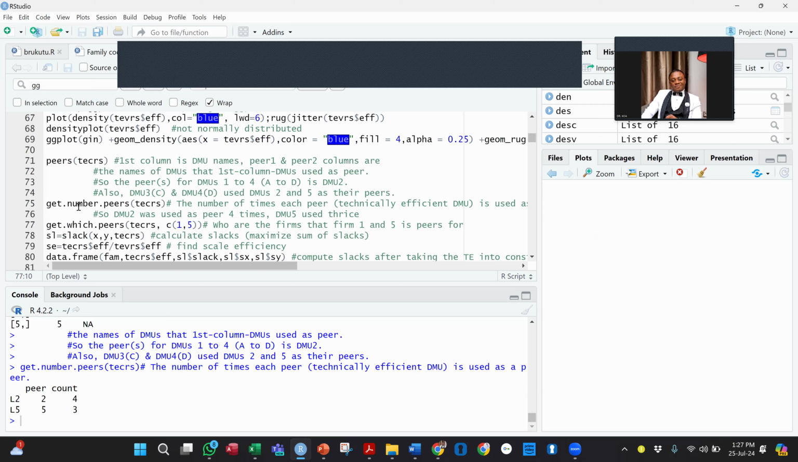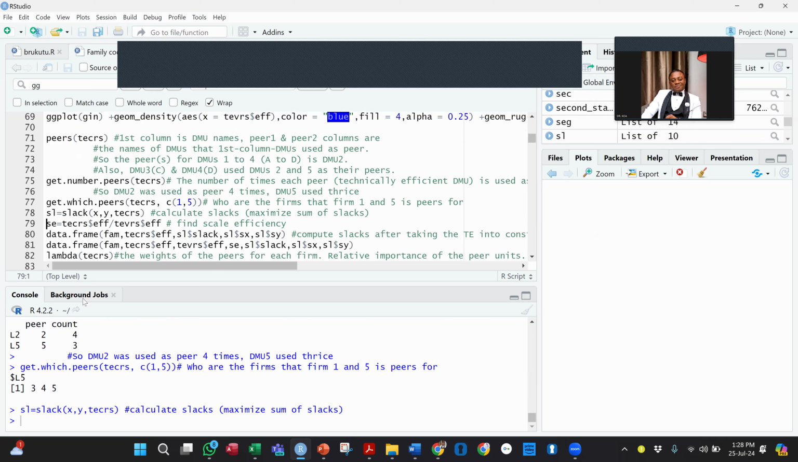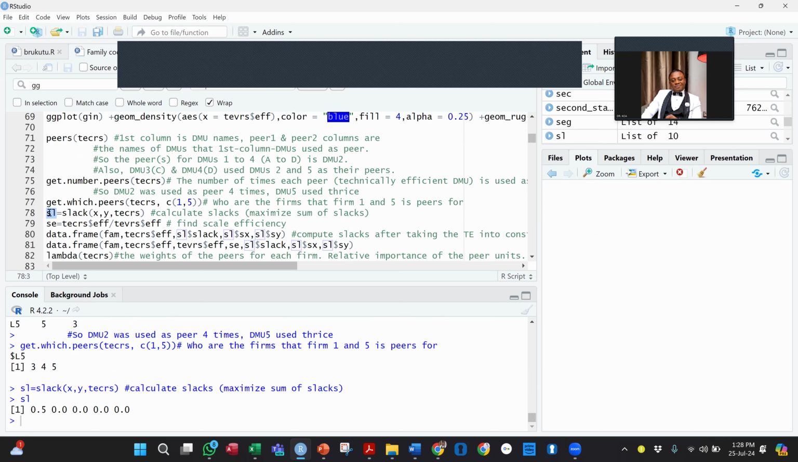And you can ask the question, which are the firms that firm 1 and 5 are peers for? This question will give you that. 5 was a peer for firm 3, firm 4, and then for itself. And this is the most important one, the slacks. You can calculate the slacks here. You can see that there are no slacks in this one here.